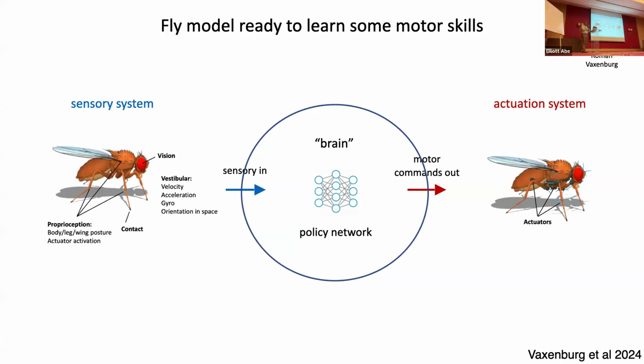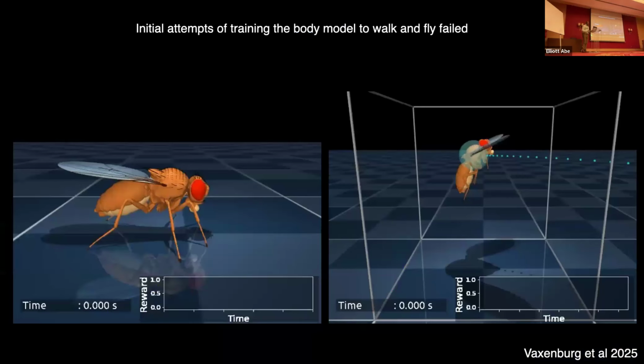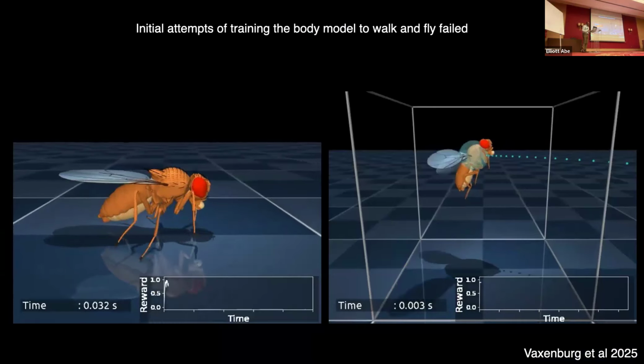So now that we had a physics simulation, we thought, hey, time for some reinforcement learning. This is what you do, right? You have a robot or a simulation of a robot, and that's kind of what we have in this physics engine. We started to do reinforcement learning, and we thought, let's try to get it to walk. Let's try to get it to fly. And it was a huge success.